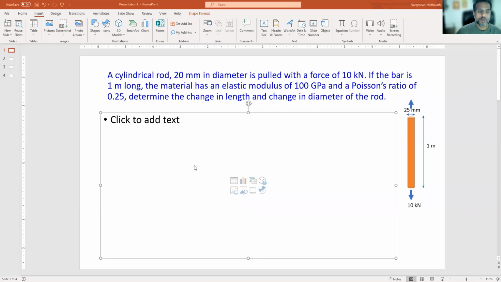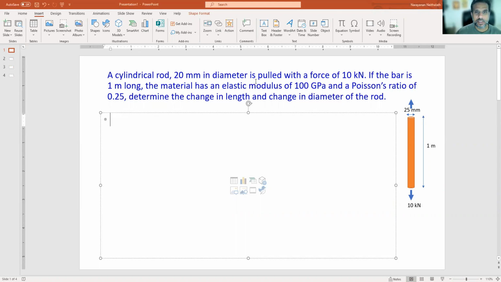Okay, so we are going to do a few problems on basic mechanics of materials concepts, basic concepts of stress and strain and elastic modulus. So here is a very simple question. A cylindrical rod, 20 millimeter in diameter, is pulled with a force of 10 kilonewton. The bar is 1 meter long. The picture is shown here.